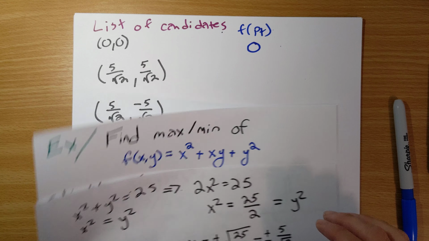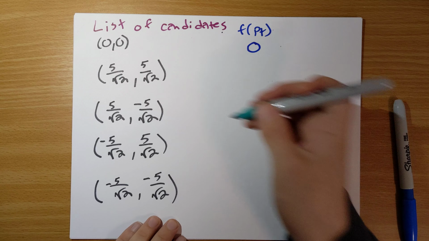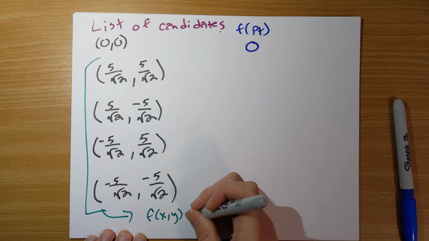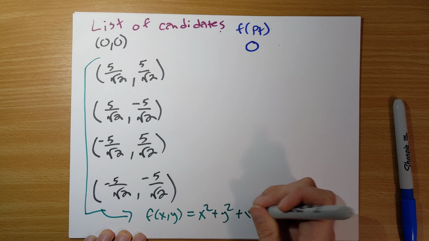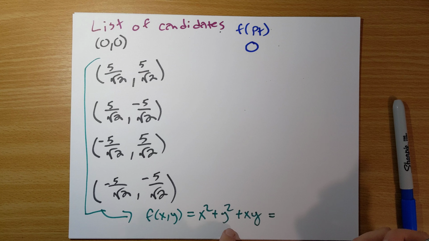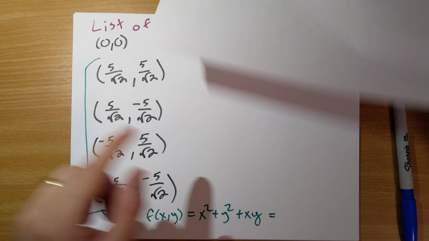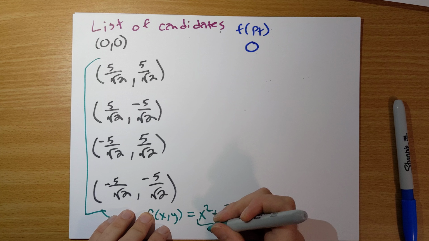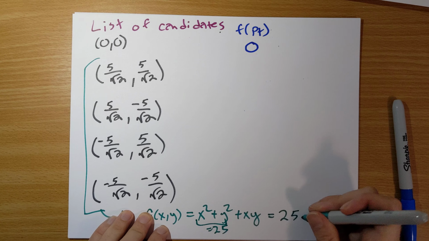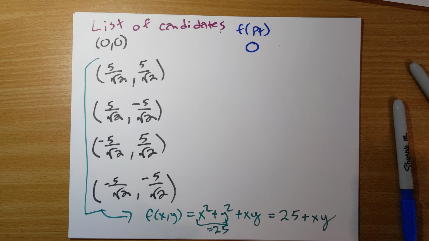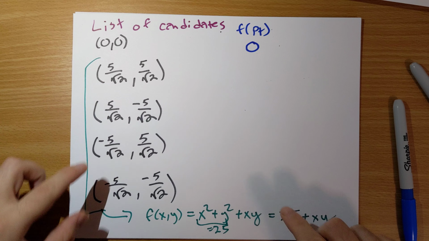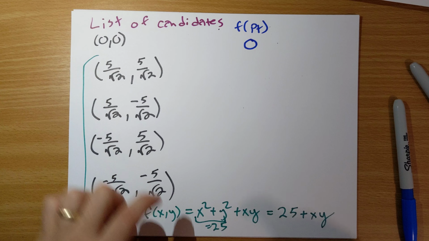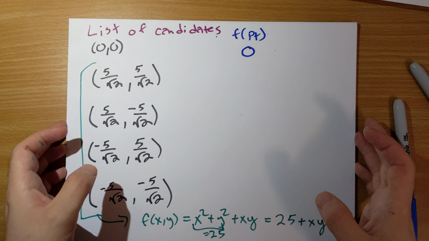So really, what's going on here for all of these, when we write f of x, y is x squared plus y squared plus x times y, I can just do this instead. X squared plus y squared is equal to 25. Maybe that is simpler. So it's 25 plus x times y. This will just make our life a little bit easier. Of course, this doesn't apply to the origin. This only applies to the points on the boundary, the points that we get from doing Lagrange multipliers.